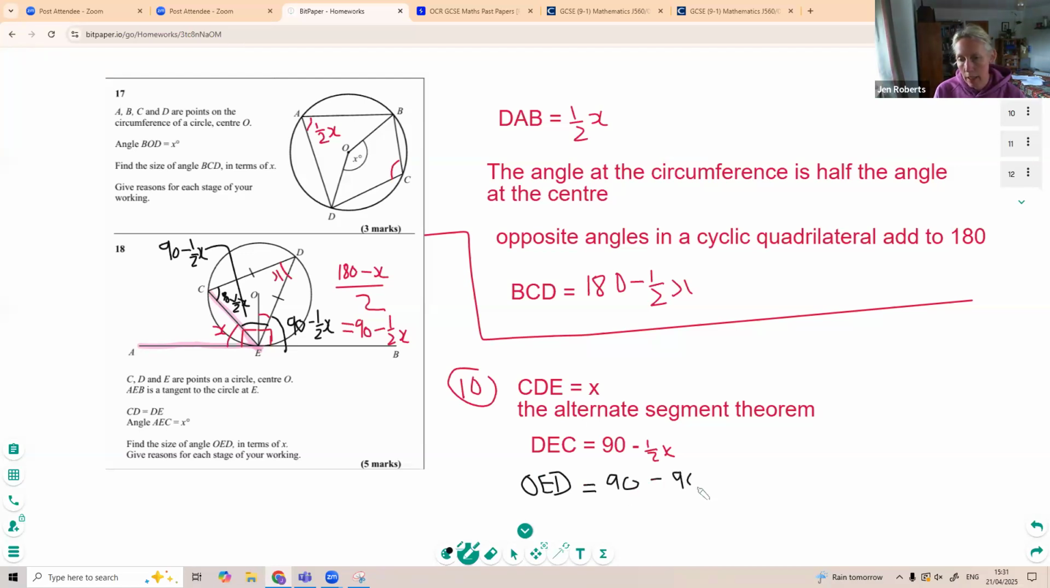I'm going to put this in brackets because there is a common mistake people make here. So 90, if I expand these brackets here, minus times 90 is minus 90. It's like saying minus 1 times 90. But minus 1 times minus half is positive half x. 90 take away 90 is 0, so the answer is just half x.